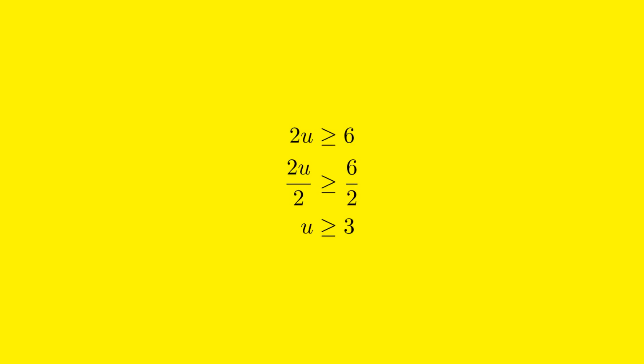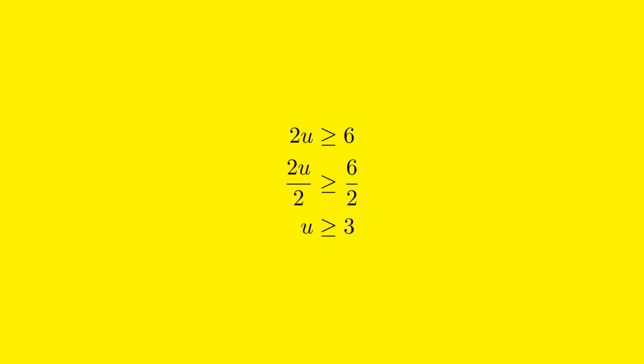To isolate the variable u, we need to eliminate the coefficient multiplying u. The coefficient in this inequality is 2, meaning that u is multiplied by 2. To isolate u, we must perform the opposite operation of multiplication. The opposite of multiplying by 2 is dividing by 2. So we divide both sides of the inequality by 2 to keep our equation balanced. We take the inequality 2u greater than or equal to 6 and divide both the left side and the right side by 2. This looks like the following.